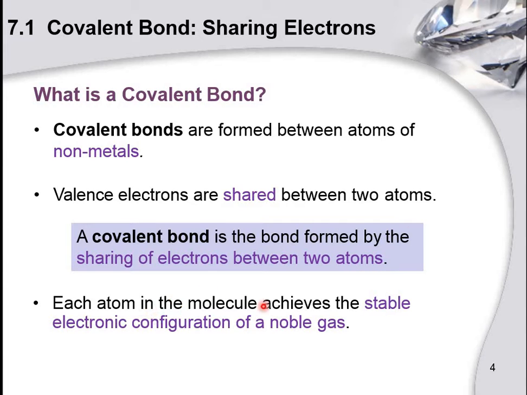Each atom in the molecule achieves the stable electronic configuration of a noble gas. As you know, noble gases are, for example, xenon, neon, argon, krypton, helium. All of them are noble gases, so they are stable. All of the elements in your periodic table tend to achieve stability. That's why they always say stable electronic configuration of a noble gas, because noble gases are the only elements that are stable.